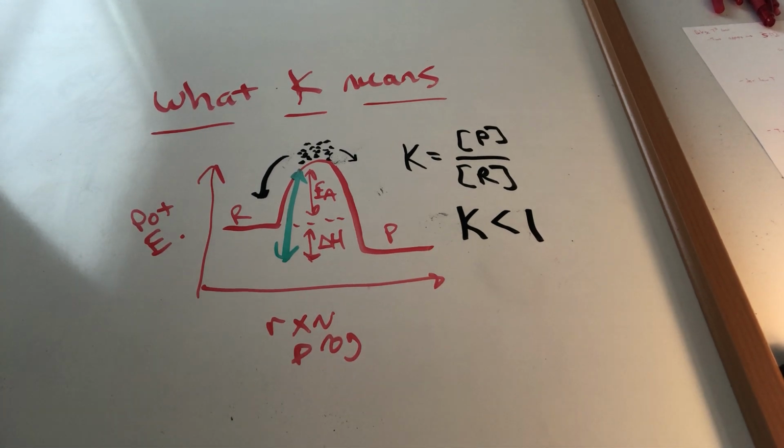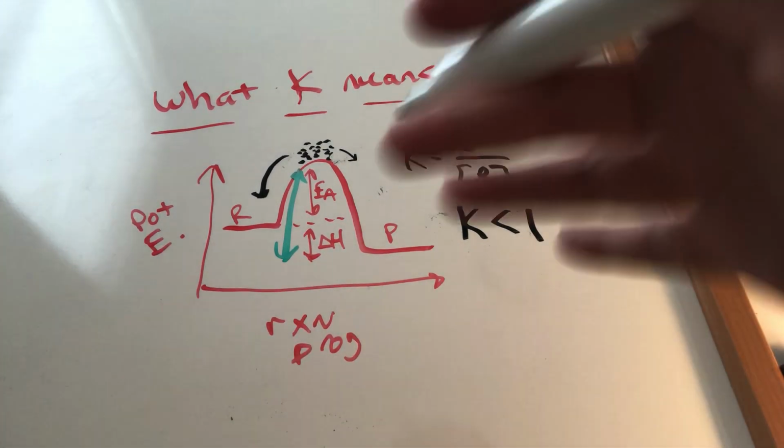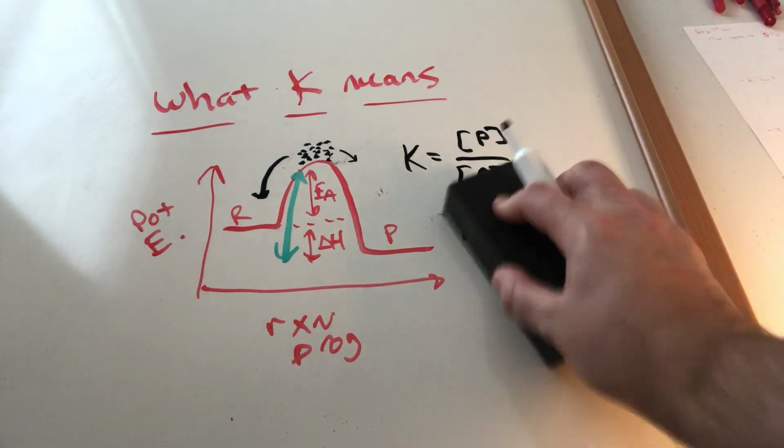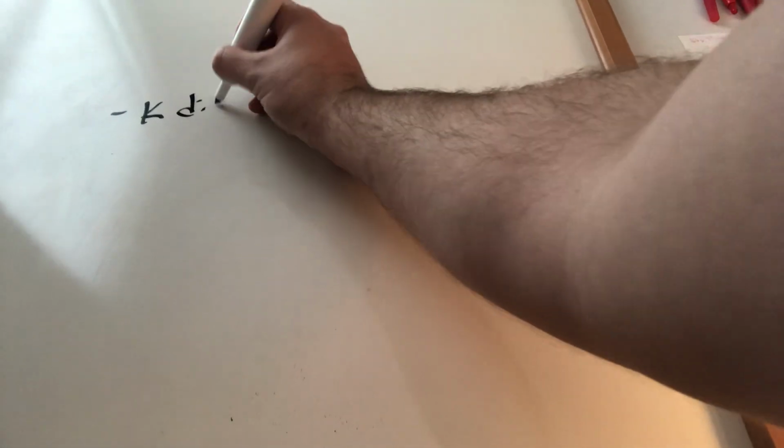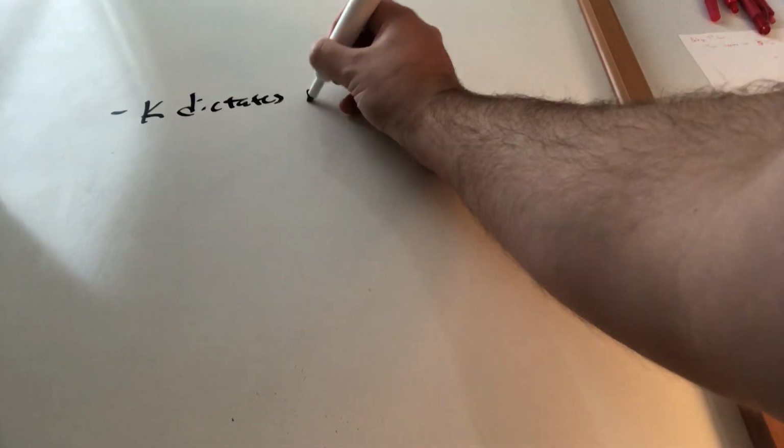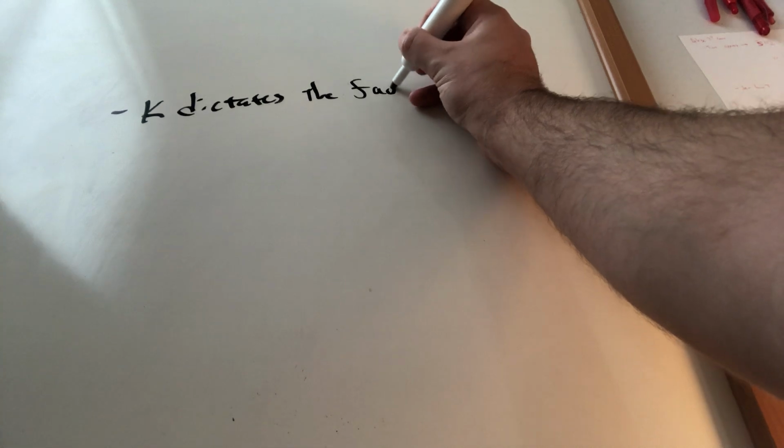So K really tells you what side is favored, where things like to be, okay? So if I have just a random situation that I'm trying to analyze, what we have to realize is that K dictates the favored direction.